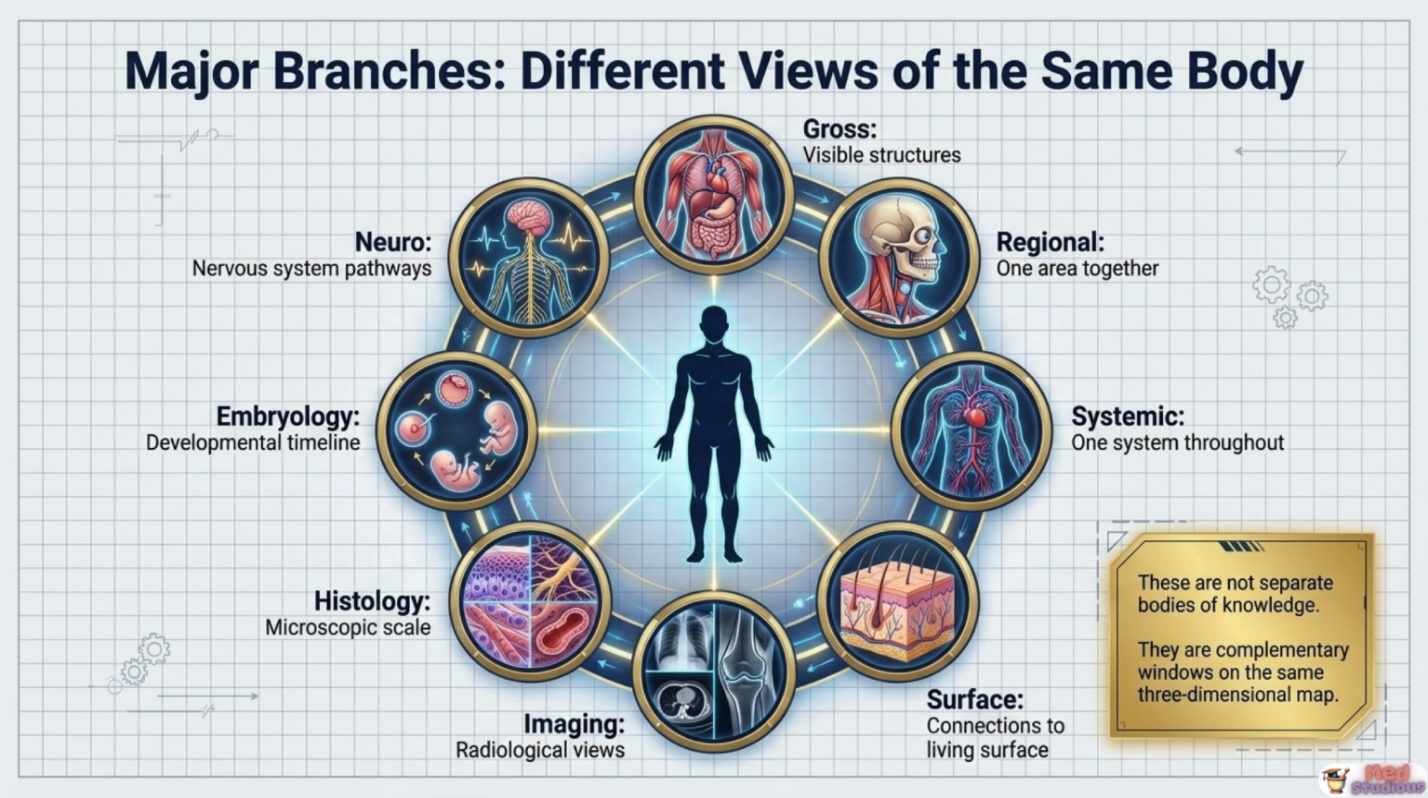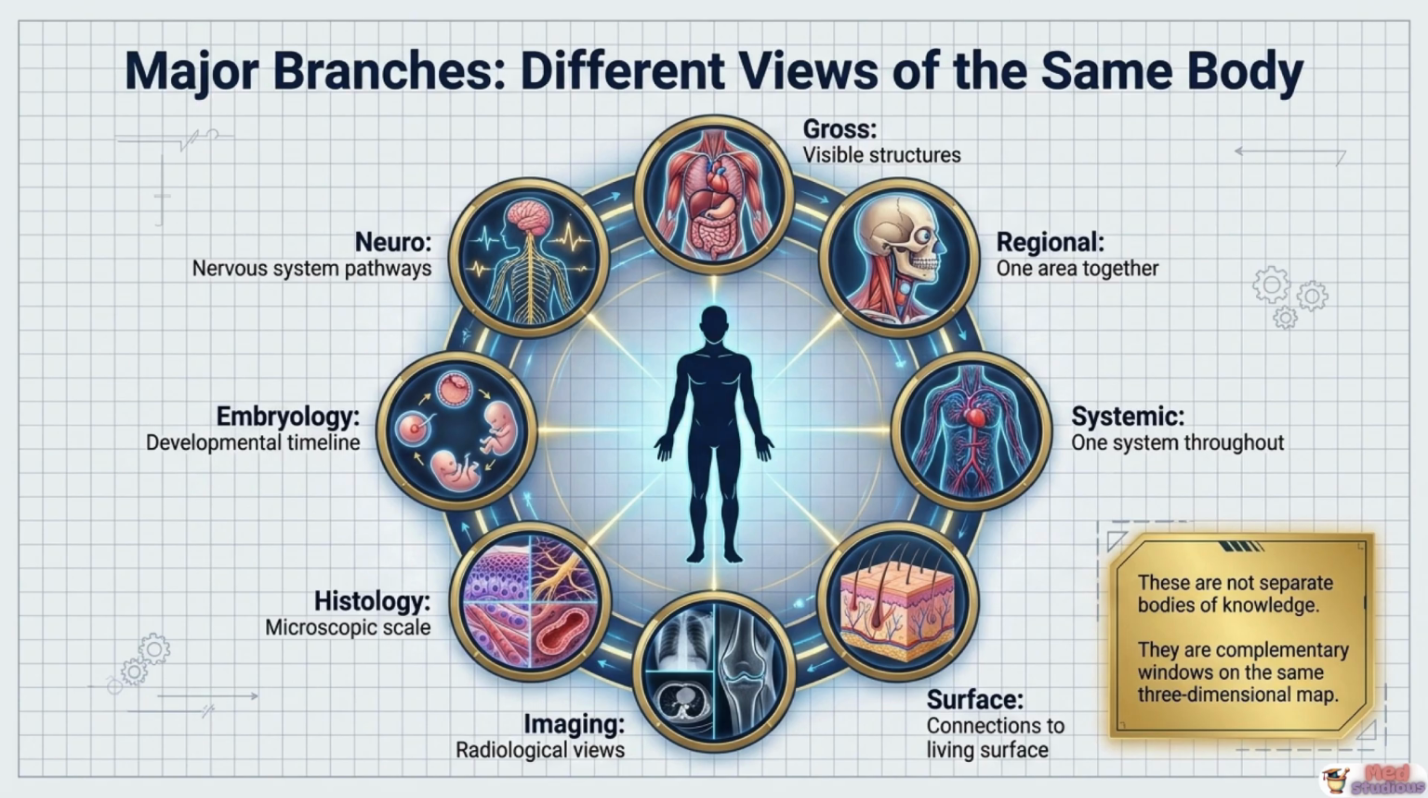Anatomy has several branches because the same body can be studied at different scales and from different viewpoints. Gross anatomy looks at structures visible without a microscope. Regional anatomy studies everything in one area together. Systemic anatomy follows one system through the whole body. Surface anatomy connects deeper structures with the living surface. Radiological anatomy asks how those structures appear on X-ray, CT, MRI, or ultrasound. Histology moves to the microscopic level.